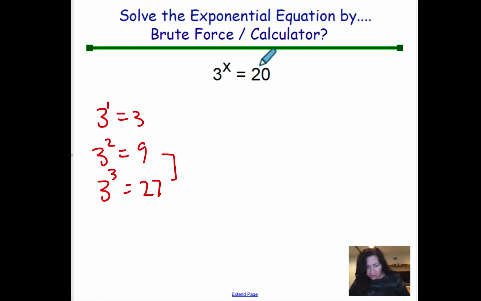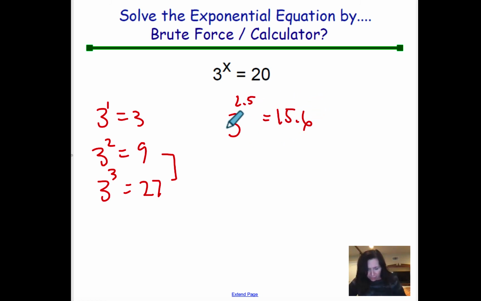So then you've got to just start plugging values in, and that's why I call it brute force. So this is going to be 3 to the what power? You just got to start guessing. So we're going to go 3 to the 2.5 power. That's 15.6. Not high enough, but higher than 9, of course.